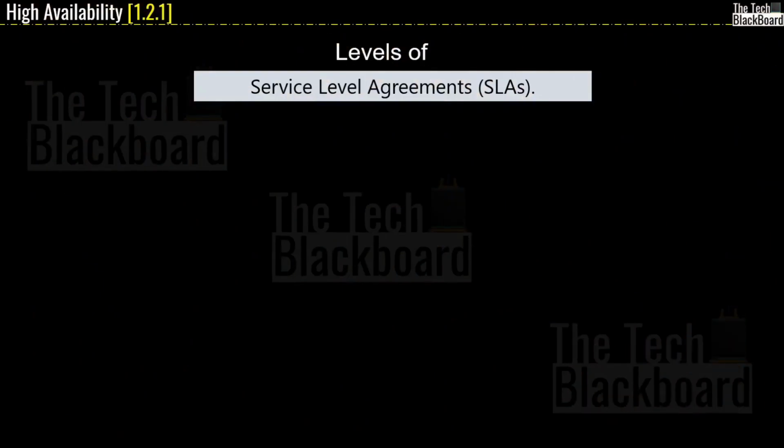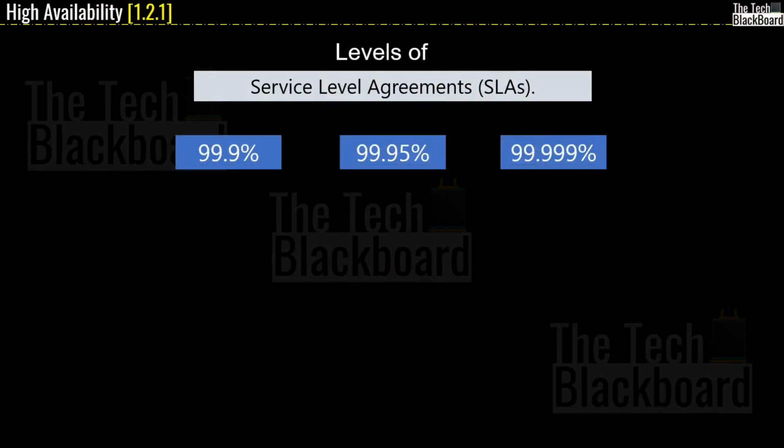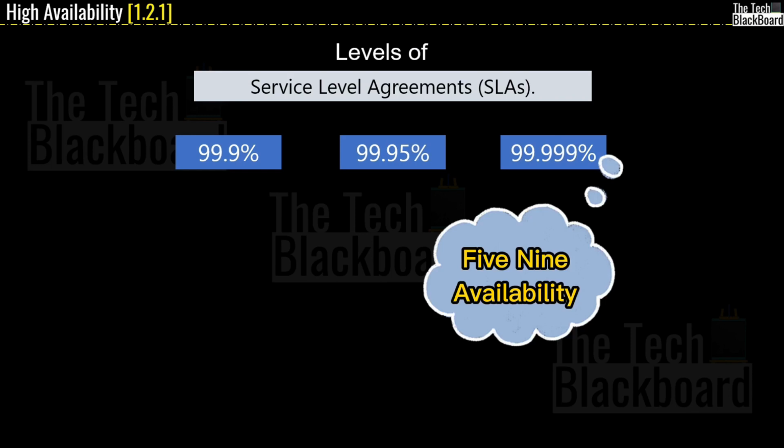And friends, it's important to know that SLA is normally measured in terms of percentage. Here are a few examples of SLA. We have 99.9 and then we have 99.95, and finally I have shown 99.999, which is also commonly known as 5 nines availability. You can say that this is a kind of gold standard for uptime SLA.